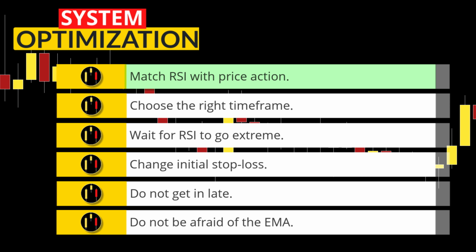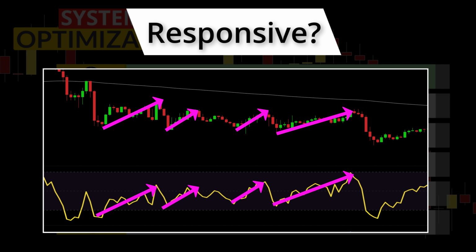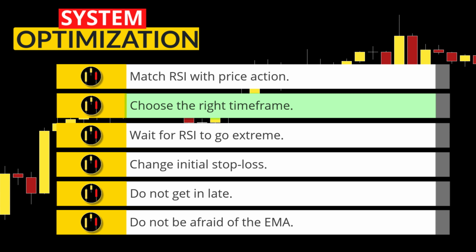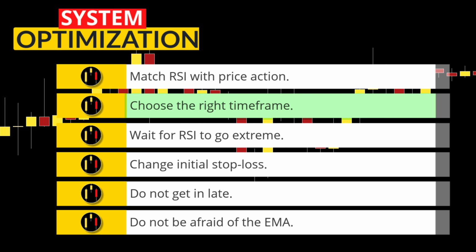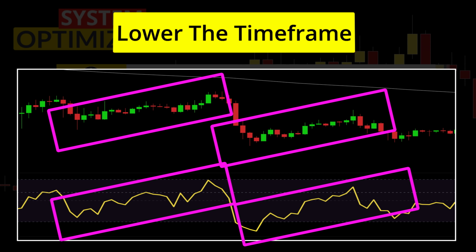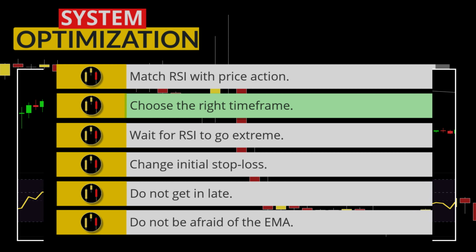First, the most successful setups occur when the RSI matches the price action in terms of structure. You want to make sure the indicator is being responsive to the channel in the pullback. Next, building on the last point, if price action and the indicator do not align, that can be an indication you need to lower the time frame you are analyzing.